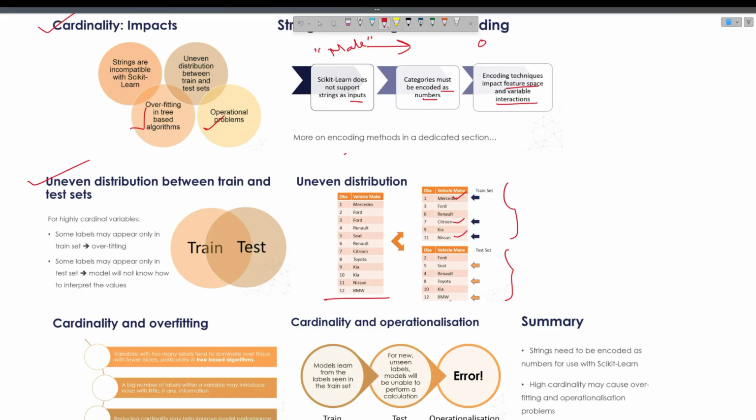But here if you just look into here, do we have Mercedes here? No. Do we have Citroen here? No. Do we have Nissan here? No. That means we are using this training data set for the model, and the model is learning for this specific data. But when we are not passing these, that's obviously an issue.